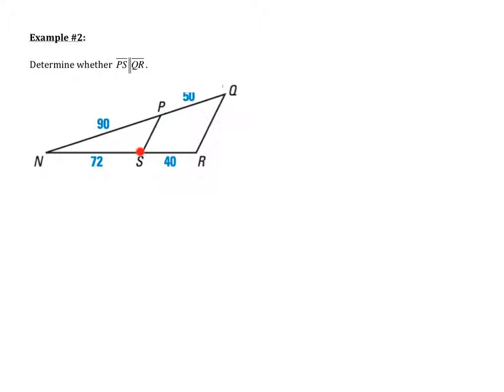If PS was parallel to QR, the ratio of 90 over 50 would be equal to 72 over 40. But at this point, I don't know if it's true, so I put a question mark. One way to see if the two ratios are the same is just to put each fraction into lowest terms. So 90 over 50 would simplify to 9 over 5. However, you can also check to see if the proportion is equal just by cross multiplying.